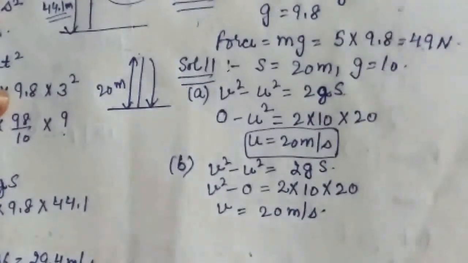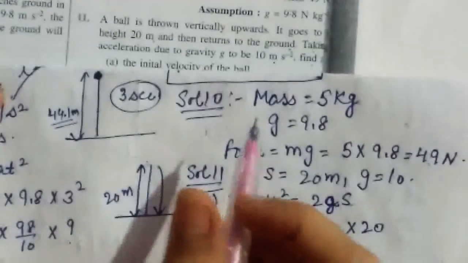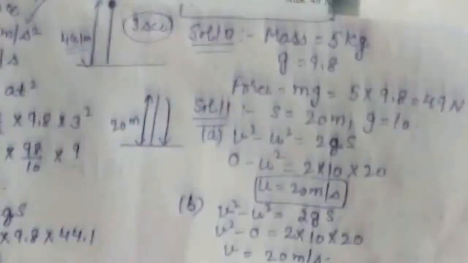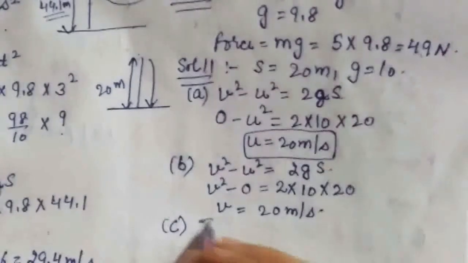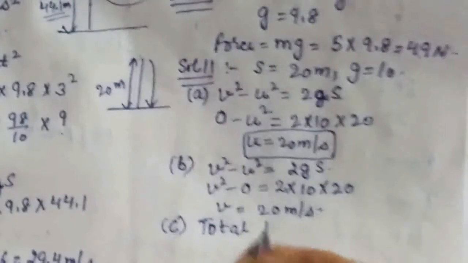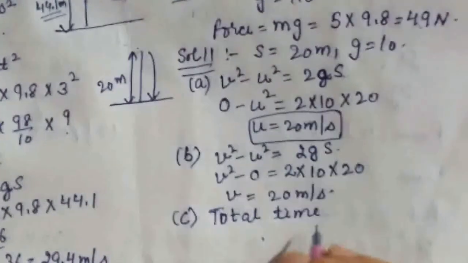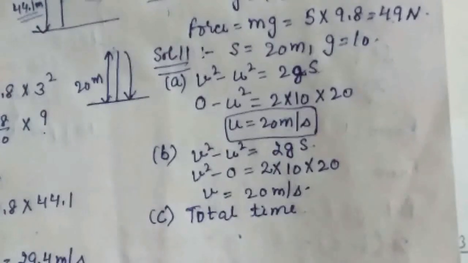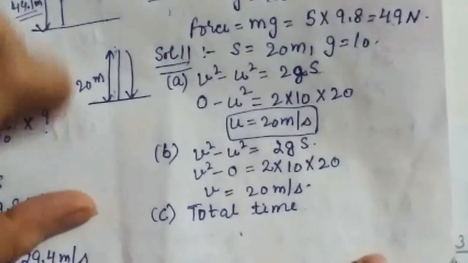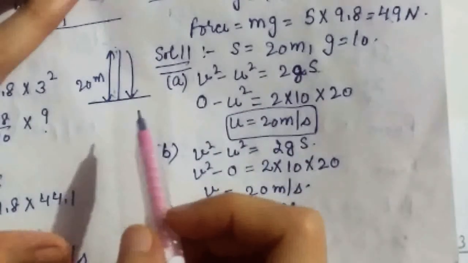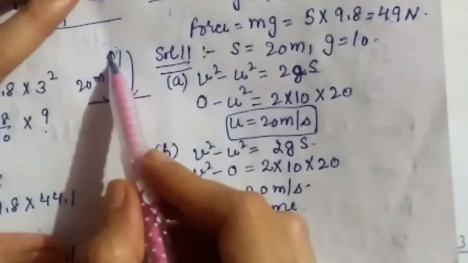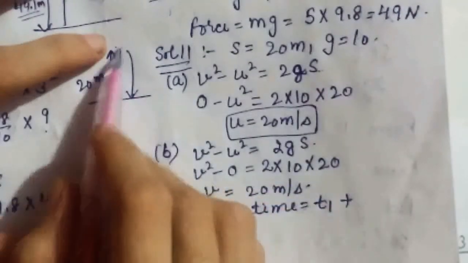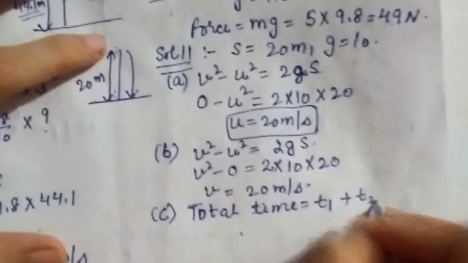Now we are left with the third part. The third part is we have to calculate the total time for which the ball stays in the air. So here we will apply the formula. In this question student, first of all calculate the time when the ball is thrown vertically upward, let it be T1, and after that calculate the time when it returns to ground and take it T2.